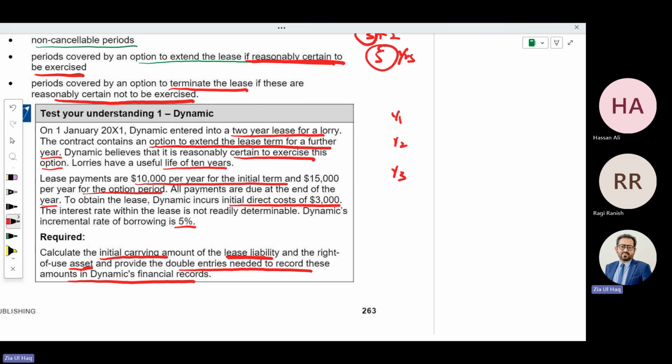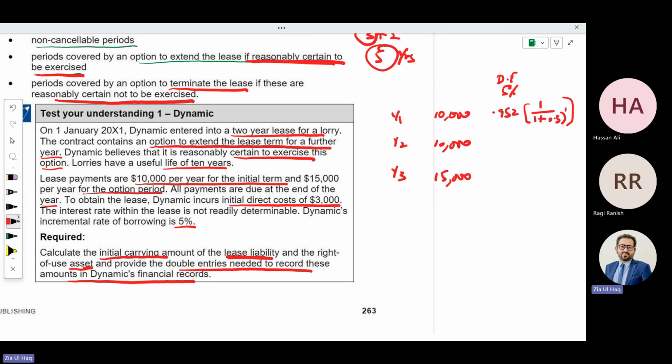What are the amounts? In year 1, we will make a payment of 10,000; year 2, 10,000; year 3, 15,000. And the discount factor is 5%. How can we calculate the discount factor? 1 divided by 1 plus i. What is that? For 5%, 1 divided by 1.05 raised to power 1. 1 divided by 1.05 is 0.952.